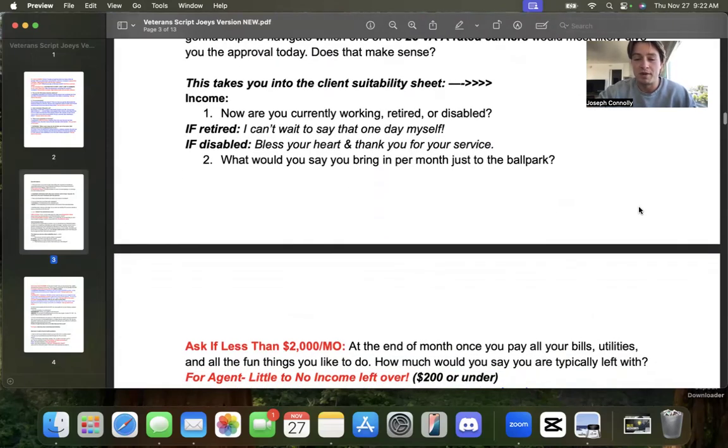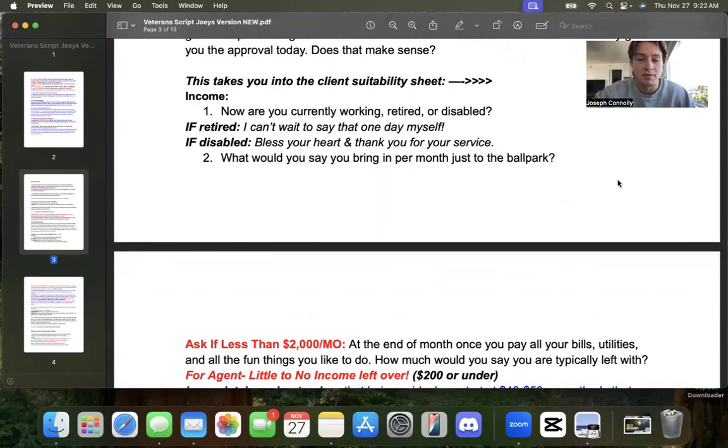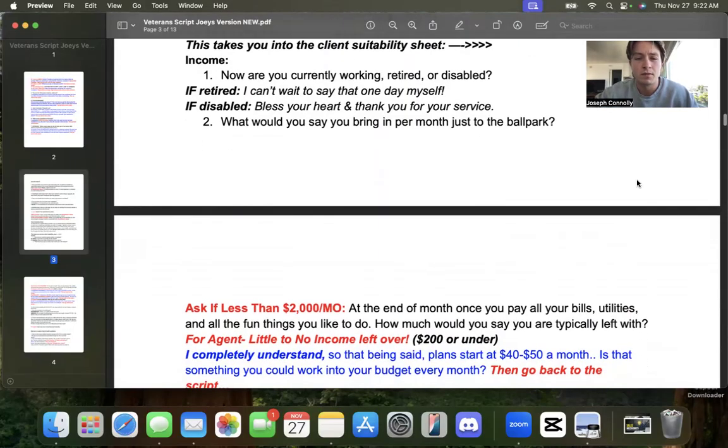Retired? Well, shoot, man, I can't wait to say that one day myself. Yes, sir. And then with your retirement, like set pensions, Social Security, anything like that, what would you say that you're typically bringing in per month, just to the ballpark? $3,000 a month? Okay, got it.